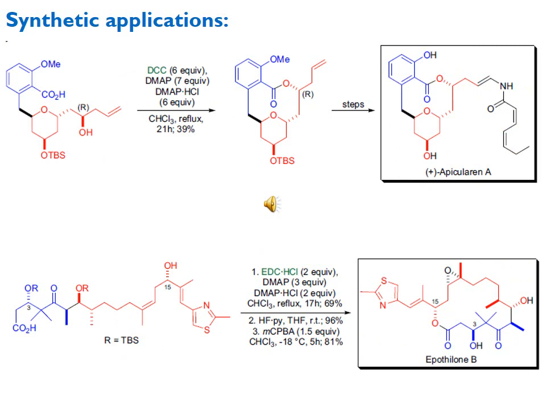Here is the third example of this Keck macrolactonization reaction. Here you can see the blue part having a carboxyl group and the red part having a hydroxy group. After using the basic reagents, that is DCC 6 equivalents, DMAP 7 equivalents, DMAP.HCl 6 equivalents in chloroform at reflux for 21 hours, the yield was only 39% for this reaction, and we get the cyclized lactone, and after a number of steps it was converted into the drug molecule epothilone A.